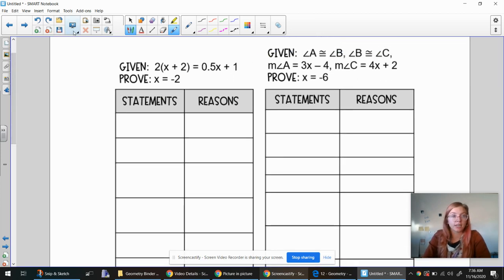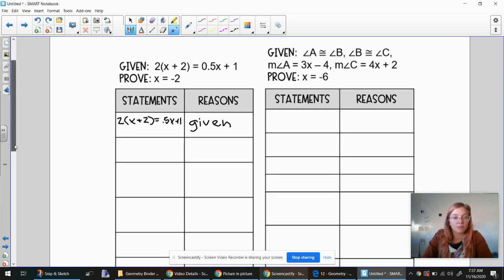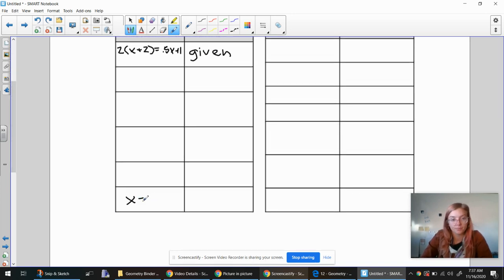So we're going to start here. And we have that 2 times x plus 2 is equal to 0.5x plus 1. This is our given. And we want to prove that x equals negative 2. Well, the first thing that we can do here is the distributive property. So 2x plus 2 equals 0.5x plus 1. So this is the distributive property.